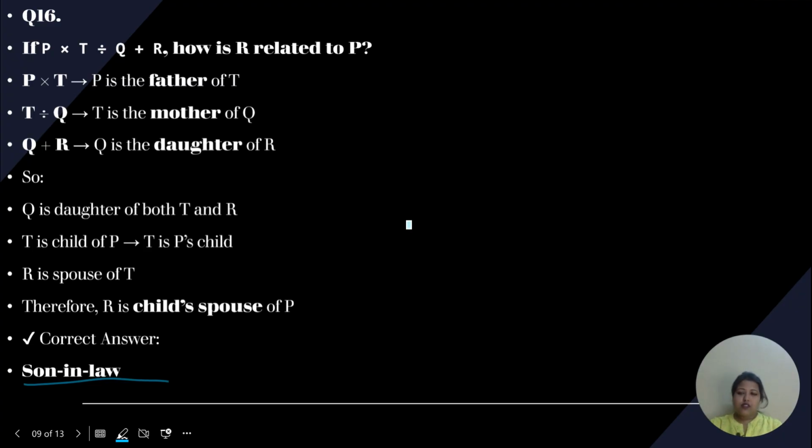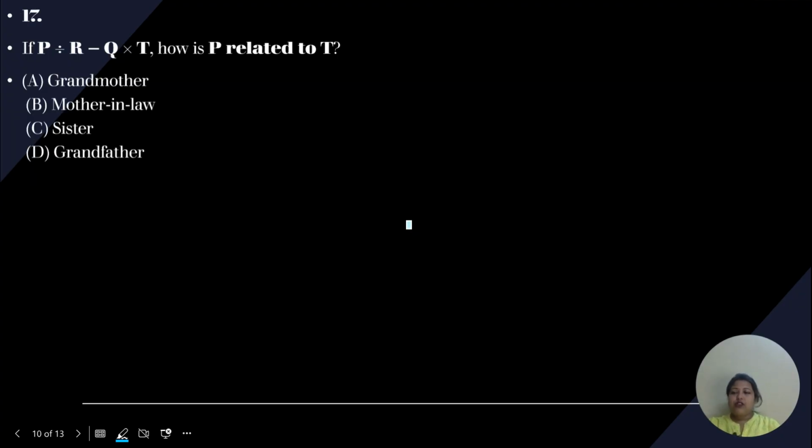Son-in-law is the correct answer. Moving on to the next question. Question number 17. P divided by R minus Q into T. How is P related to T? Let's check it out. Division means mother, we know. So P is the mother of R. Okay, fine.